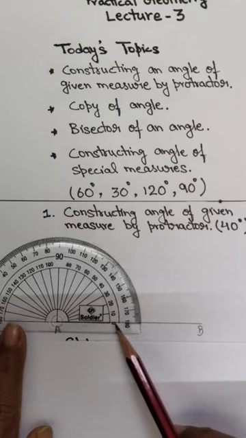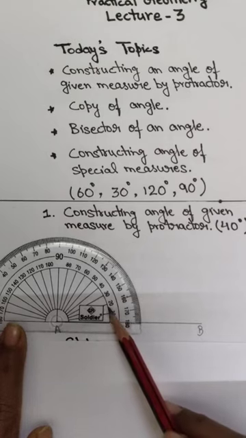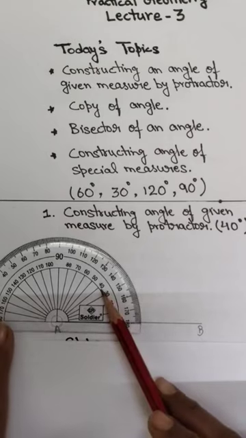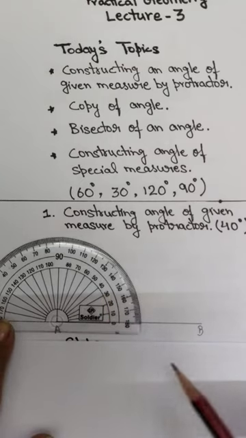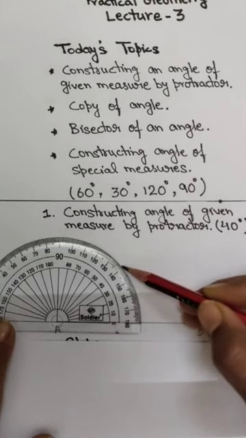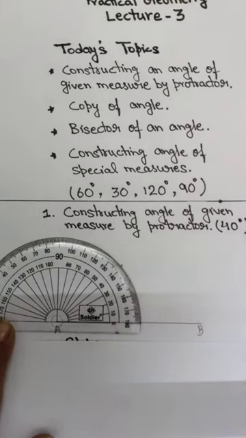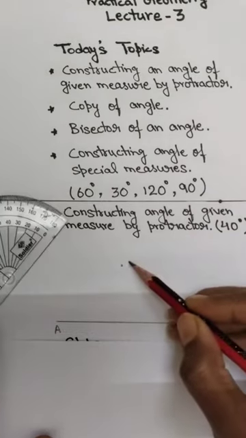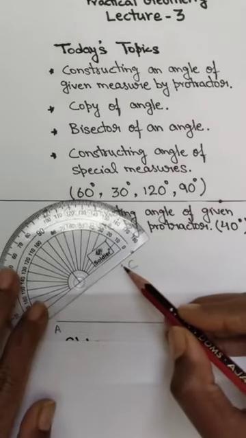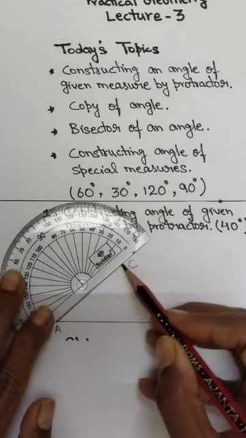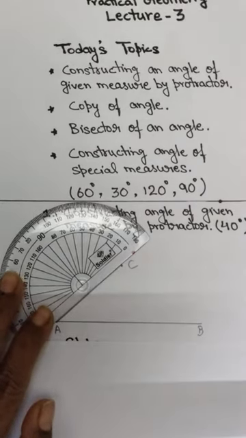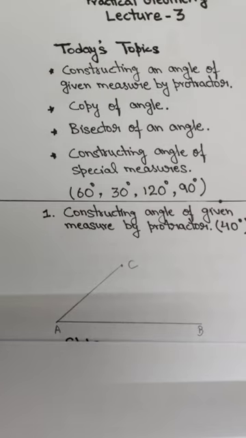Okay, start from 0: 0, 10, 20, 30, 40. We have to make the 40 degree angle. So mark a point here at 40 degree. Give this point the name C and join AC. So angle BAC is 40 degree.